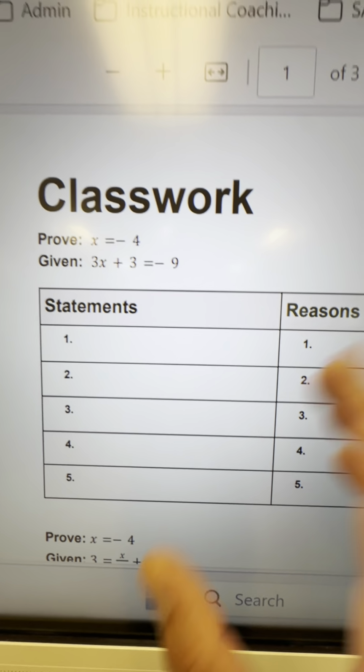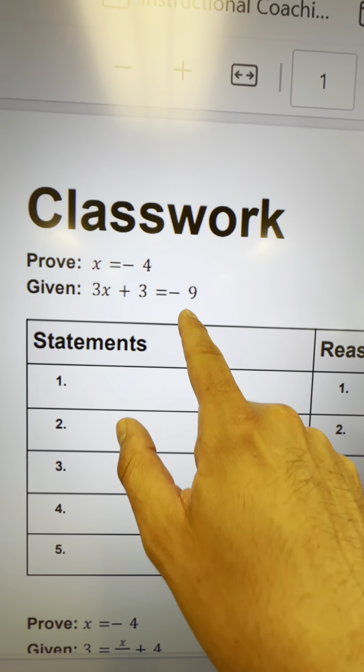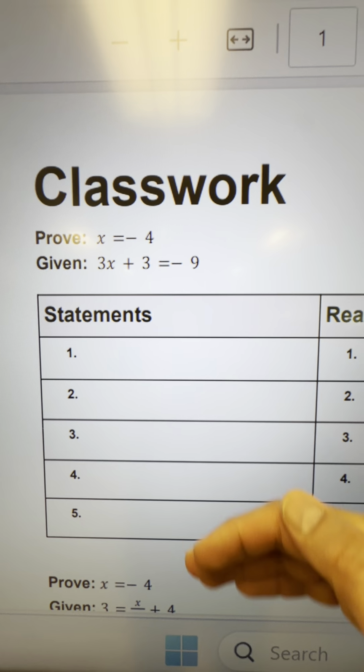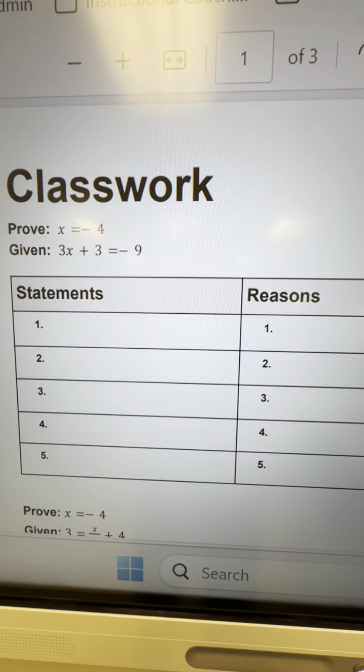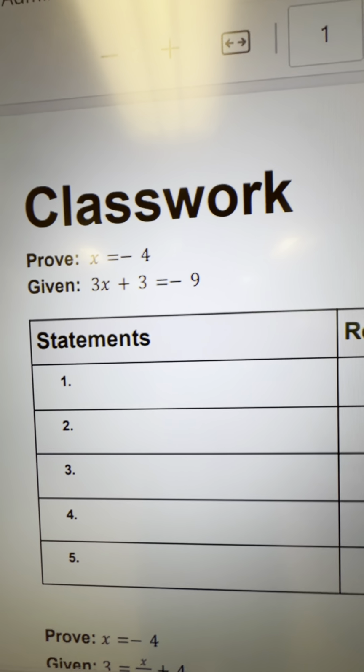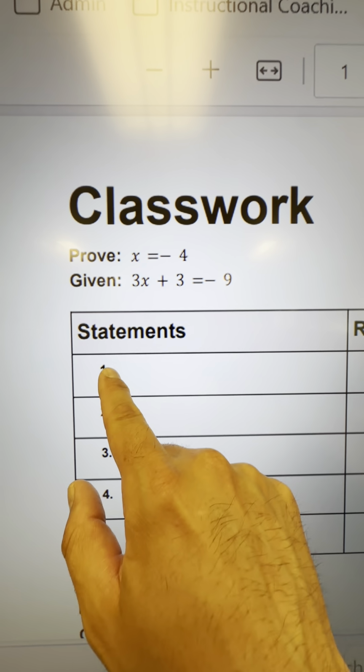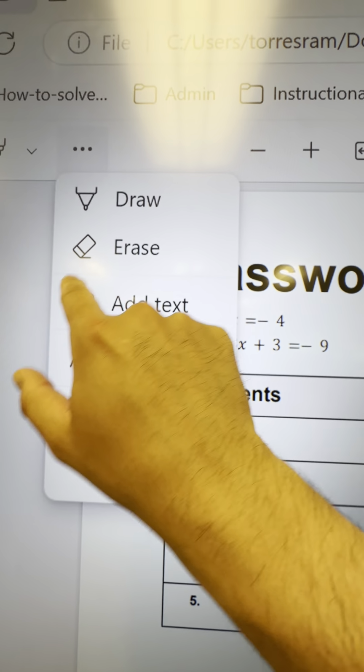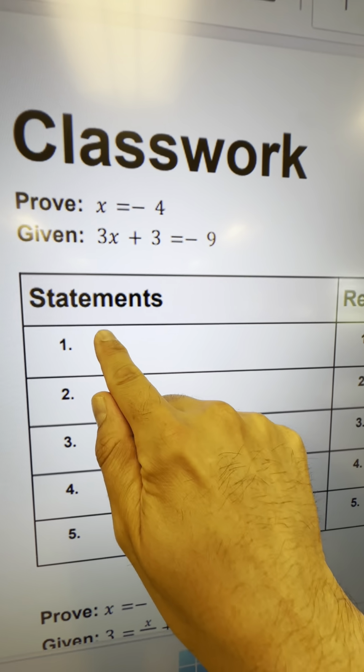This is a walkthrough of how to solve a two-step equation, and I'm going to organize it in terms of a two-column proof. In addition to that, I'm also going to show you how to solve them by modeling it visually first. When you're doing a two-column proof, the first thing you want to start with is the given. So the first thing I'm going to write down is my given equation.